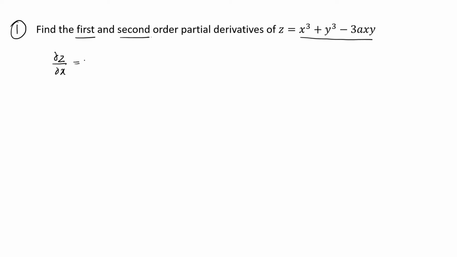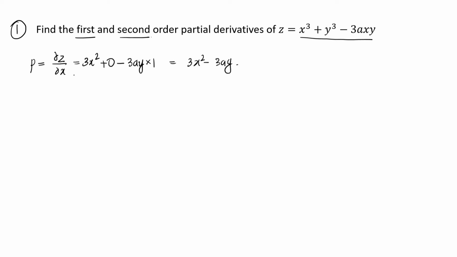Therefore, the derivative of x cube is 3x square with respect to x, and y cube is a constant with respect to x. Therefore, its derivative will be 0, minus 3ay is a constant, and the derivative of x is 1. Therefore, we write like this. This is 3x square minus 3ay. This is dou z by dou x. Sometimes we will denote dou z by dou x as p. Small letter p will be used to denote dou z by dou x.